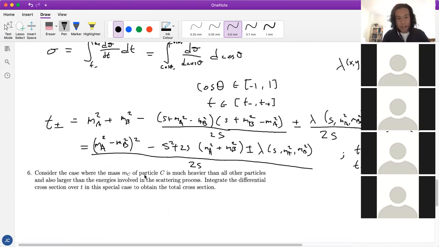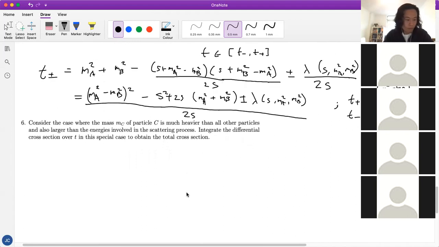Next part: consider the case where mc, the mass of the particle that's doing the propagating in between, is much heavier than all the other particles and also larger than the energies involved in the scattering process. Integrate the differential cross-section over t in this special case to obtain the total cross-section.